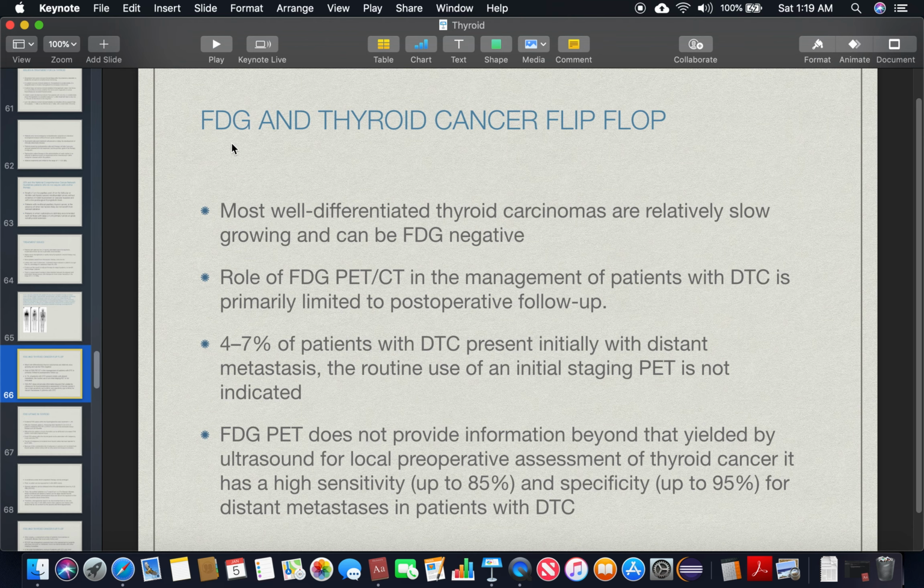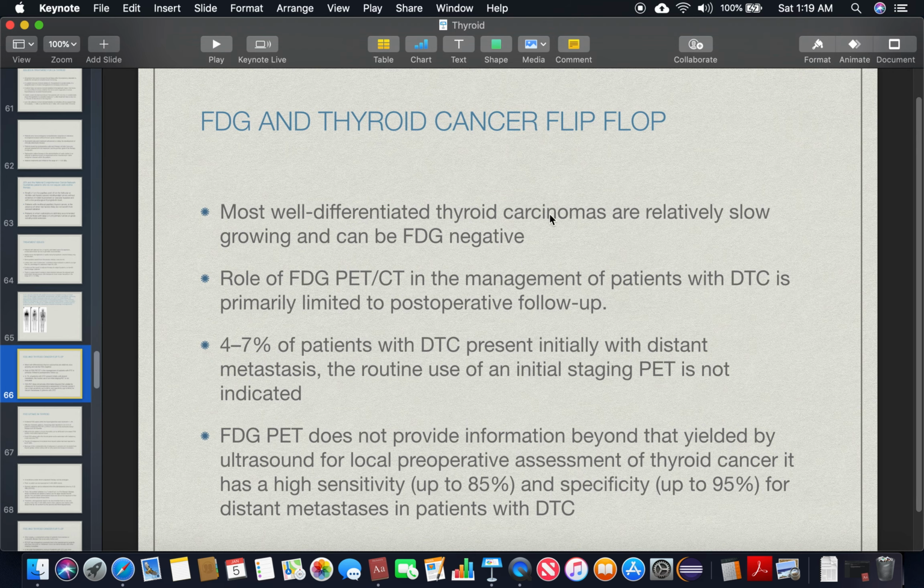What is the flip-flop phenomenon? I want to explain FDG and thyroid cancer, the flip-flop phenomenon. In well-differentiated thyroid cancers, which are slow-growing, FDG is negative. That means on a PET study done with FDG, in a well-differentiated thyroid cancer, you may not find any uptake, and that is because they are FDG negative.